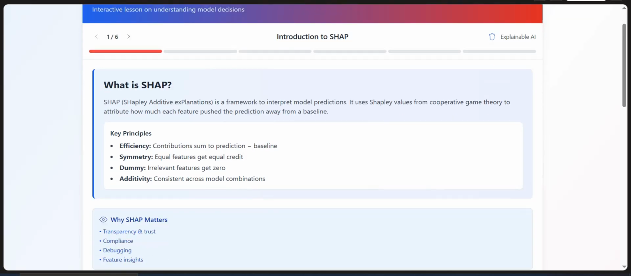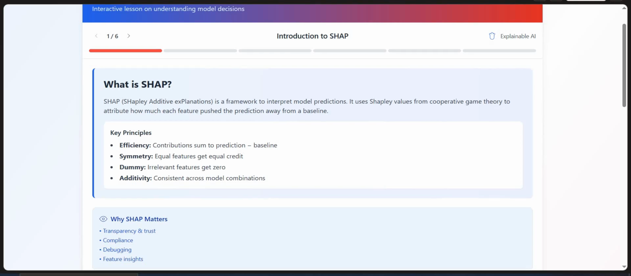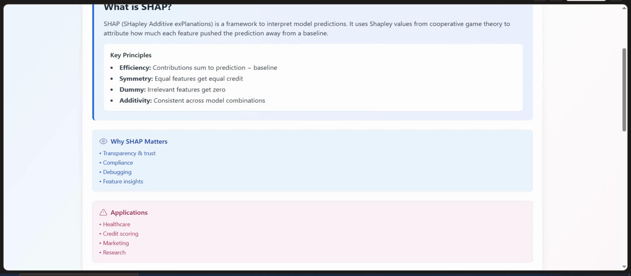Okay, now to make this work, SHAP follows four main principles. What are they? First, efficiency. The contributions of all features together should add up exactly to the prediction minus the baseline. Second, symmetry. If two features contribute equally, they should get equal credit. Third, the dummy principle. If a feature has no effect, it should get 0. And fourth, additivity. Explanations should stay consistent when we combine models.